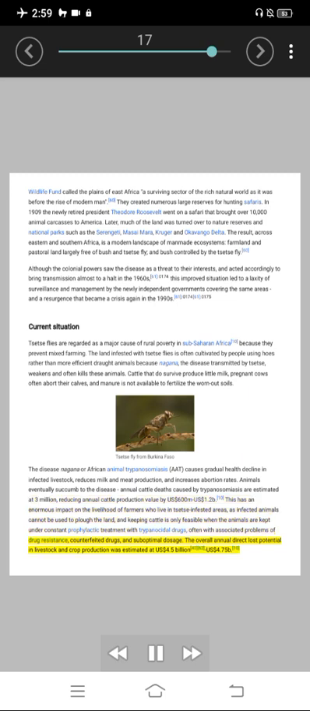The overall annual direct loss potential in livestock and crop production was estimated at 4.5 billion United States dollars, to 4.75 billion United States dollars.